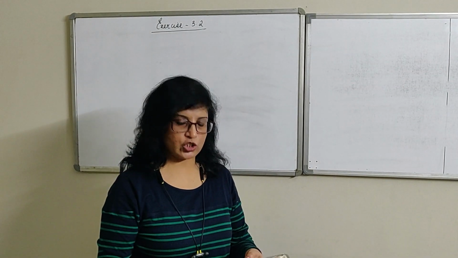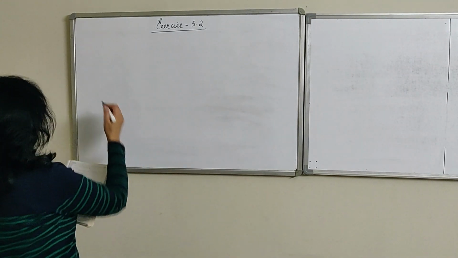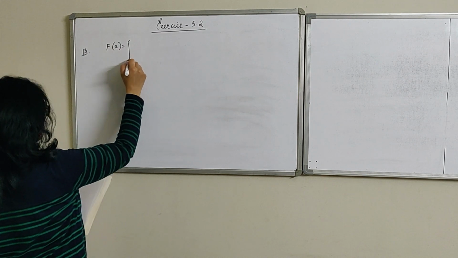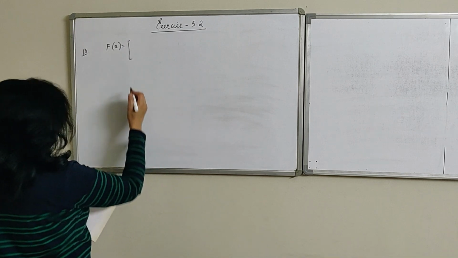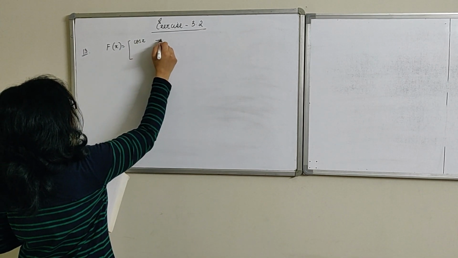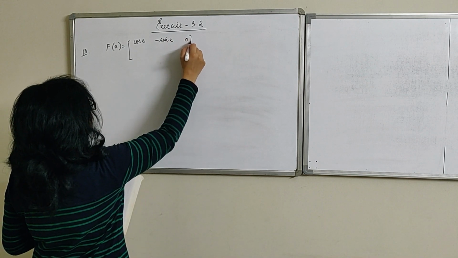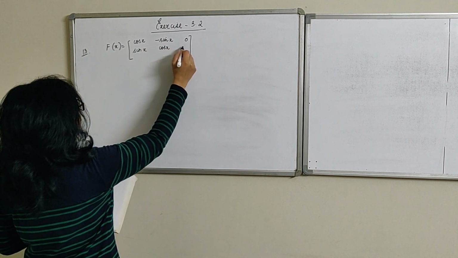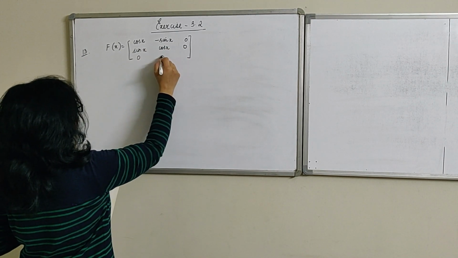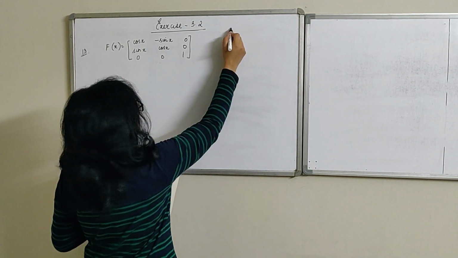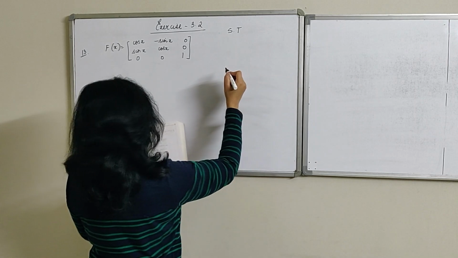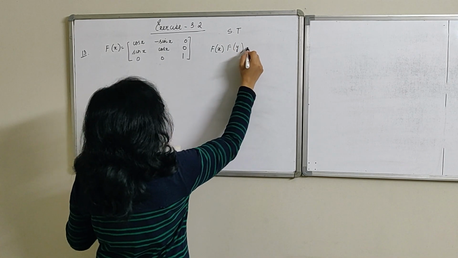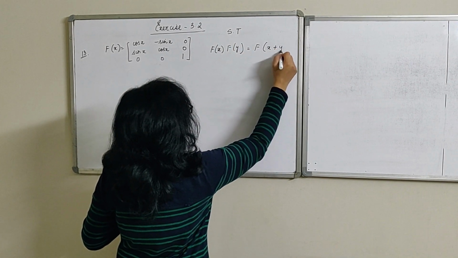So next we'll take up question number 13. In the 13th question, a function of x is defined as a matrix with elements, and we have to show that f(x) multiplied by f(y) gives f of x plus y.